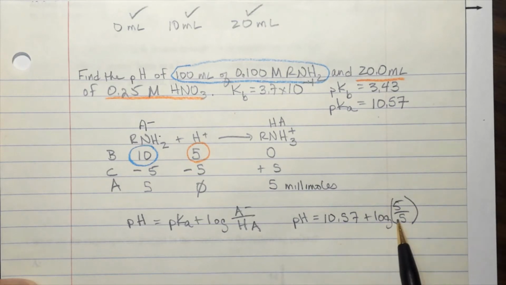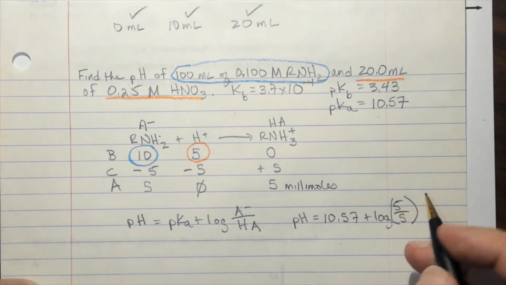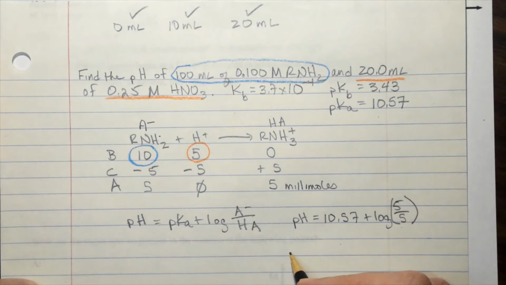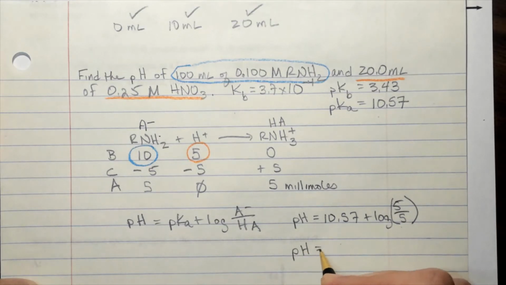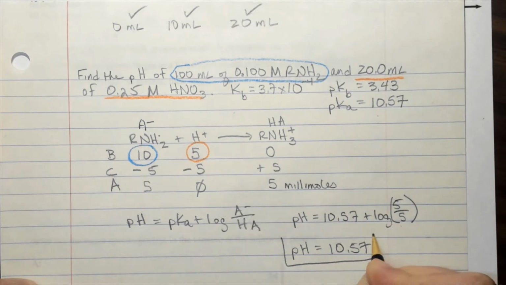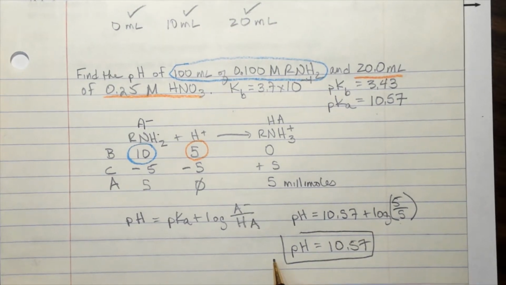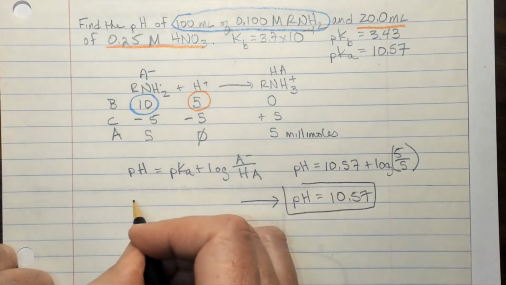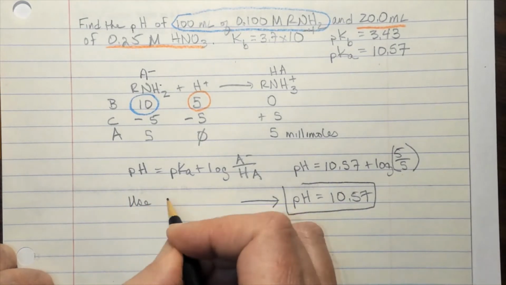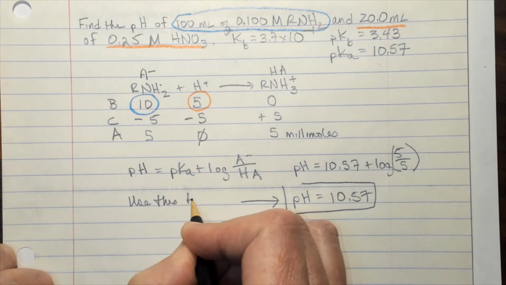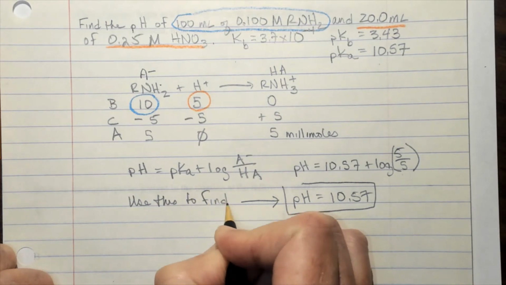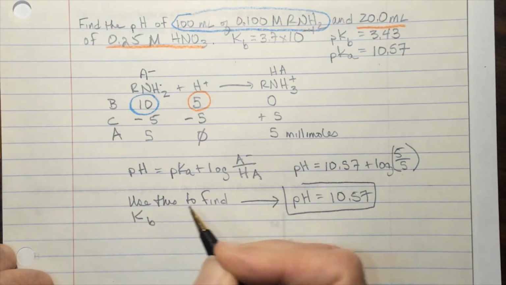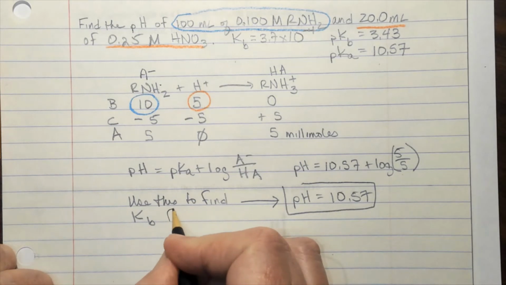This is a 1-to-1 ratio, so this is going to be just the same value. So we have that our pH is equal to 10.57. This is the point that we can use to figure out Kb of the base. So we can use this to find Kb from an equivalence point.